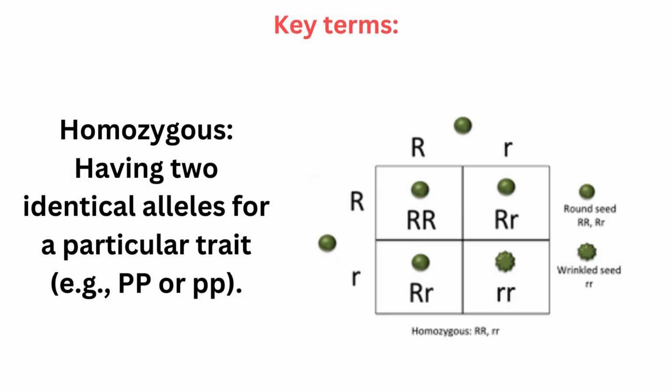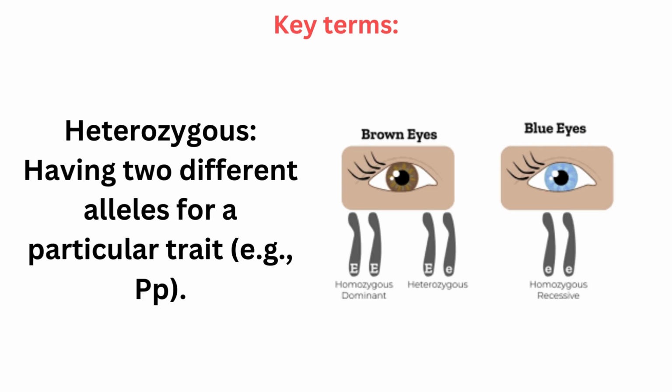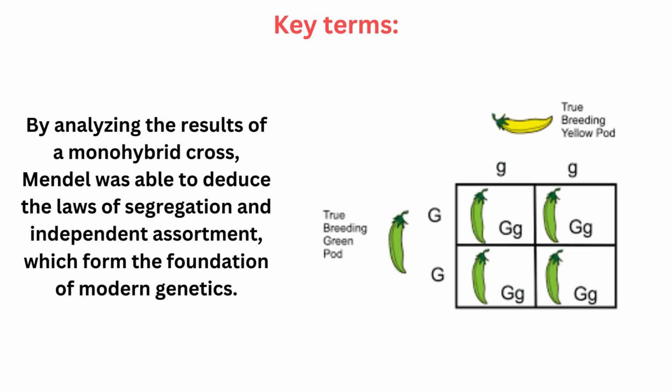Homozygous, having two identical alleles for a particular trait, e.g., PP or pp. Heterozygous, having two different alleles for a particular trait, e.g., Pp. By analyzing the results of a monohybrid cross, Mendel was able to deduce the laws of segregation and independent assortment, which form the foundation of modern genetics.